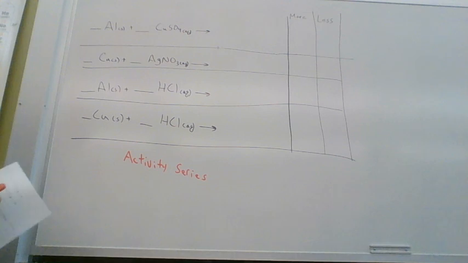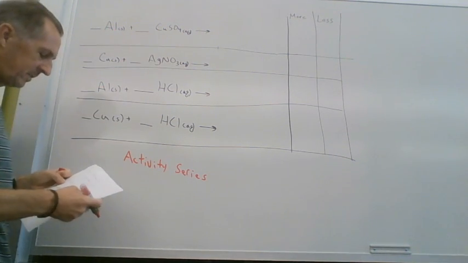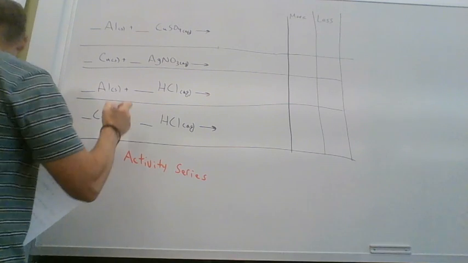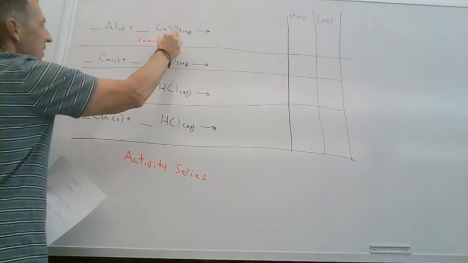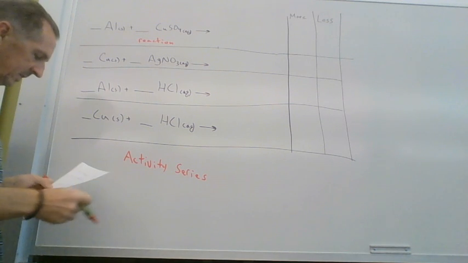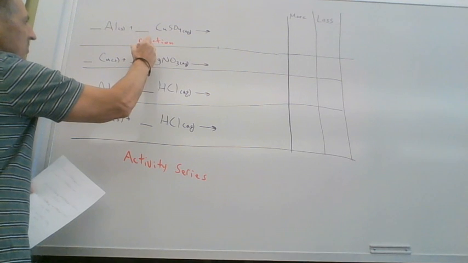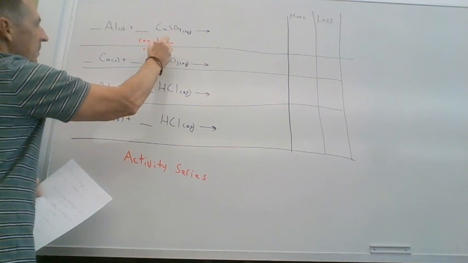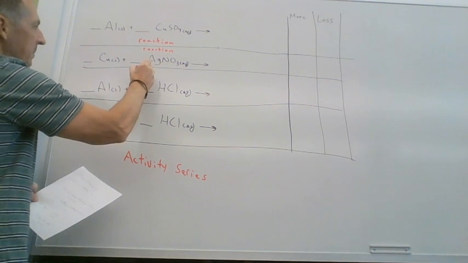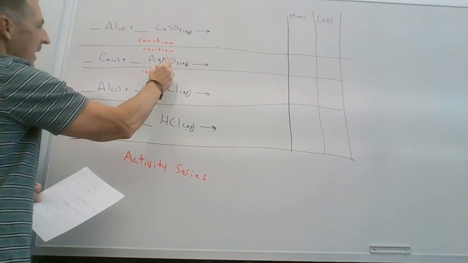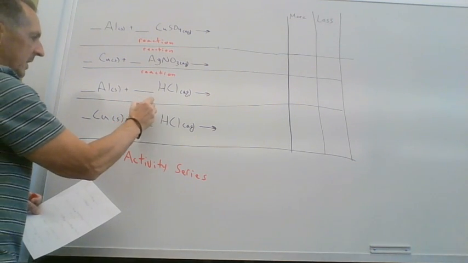Let's imagine that one of our experiments was adding aluminum to copper sulfate, and that we saw a reaction. Another one was adding copper to silver nitrate, and we saw a reaction here. We added aluminum to hydrochloric acid, and we saw a reaction. And we added copper to hydrochloric acid, and we saw no reaction.